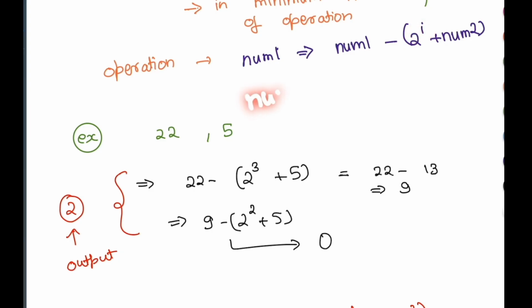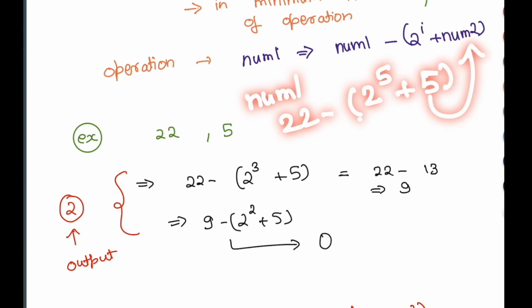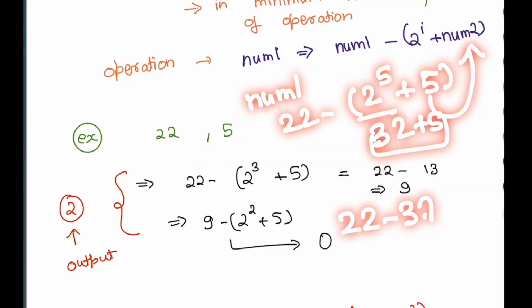Alright, num1 is equal to 22 minus 2 to the power 5 plus 5. This is num2, right? This is 32 plus 5, this is 37. So we have to say 22 minus 37, this will be minus 15. Once it is negative, you cannot make it positive.